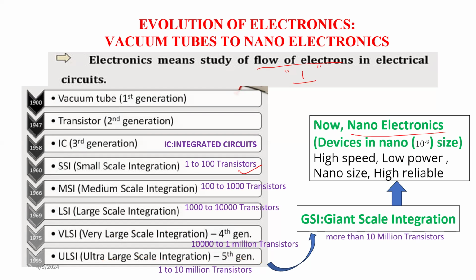It is almost a minute particle. High speed, low power, nano size, and high reliability. Opposite to this, the first generation used vacuum tubes. These are the evolution of electronics.